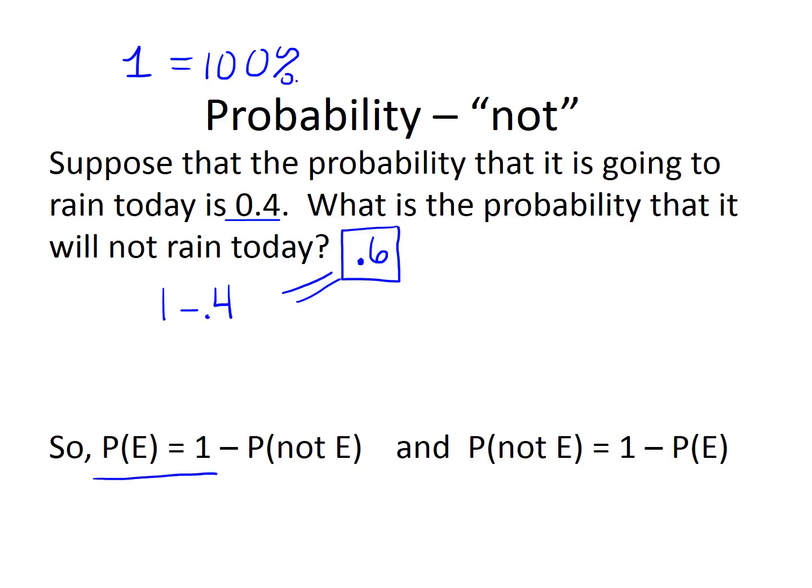So down here, the probability of event E is 1 minus the probability of not E. And the probability of not E is 1 minus the probability of E.